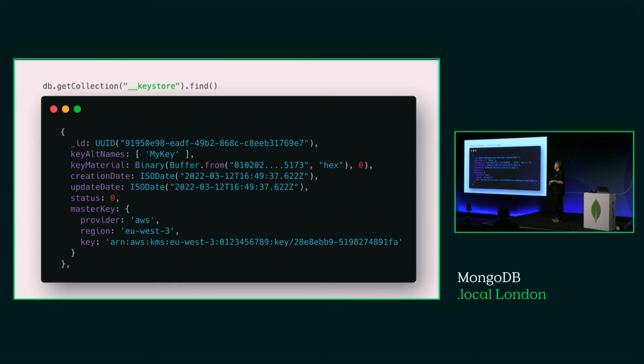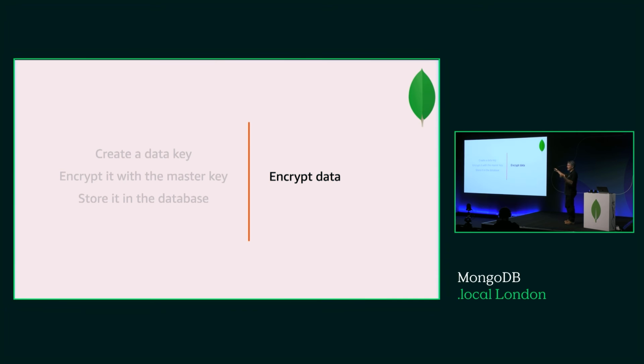And the third line is the most interesting one there. There is key material. This is the encrypted data key that has just been created for me and stored on the key vault. And in the bottom part, you see the reference to the master key. What was the master key that has been used to create this data key? Still with me?